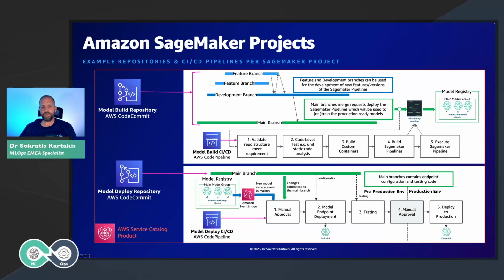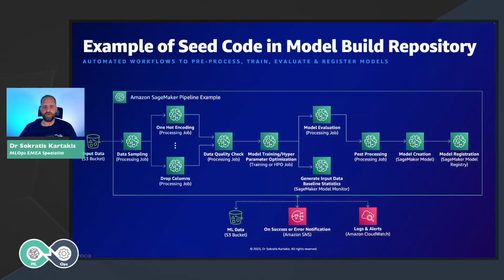Behind the scenes, what you need to create is just a Service Catalog product with specific tags that will be visible by SageMaker Studio in order to allow data scientists to use it. An example of such a custom project template, in terms of the seed code, the example code that we used to add in the model build repository, is here.